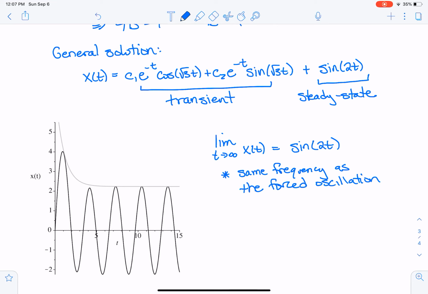And you can see in the graph below that initially this system oscillates with a combination of the transient solution and the steady state solution, but the transient solution decays, and so we're just left with the steady state.